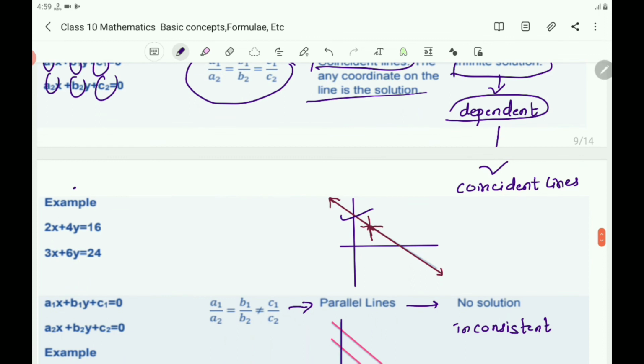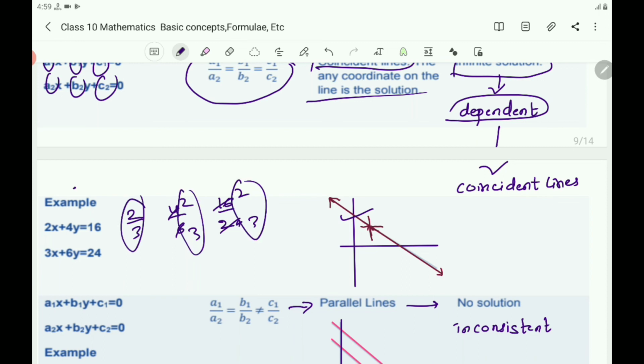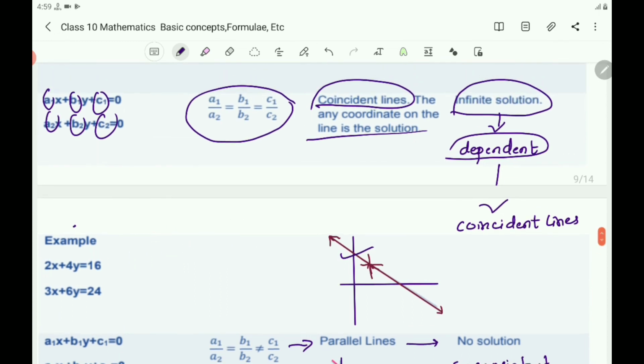So you take one example here. 2x plus 4y equals 16, 3x plus 6y equals 24. Here the equation will be in such a way that a1 by a2 equals b1 by b2 equals c1 by c2. So 2 by 3, 4 by 6, 16 by 24. So you got 2 by 3, 2 by 3, 2 by 3. So the ratios are same. Directly you can conclude they are coinciding lines and they are having infinite solutions.